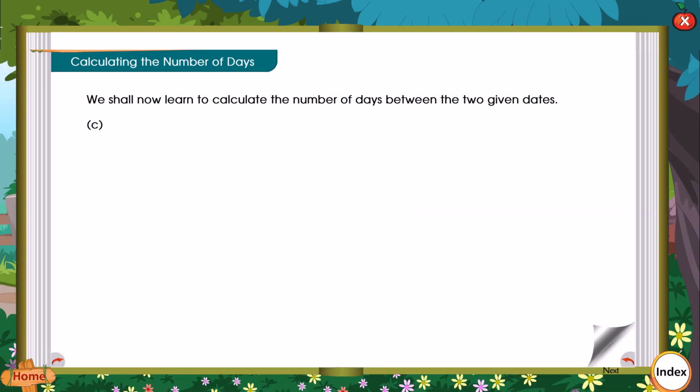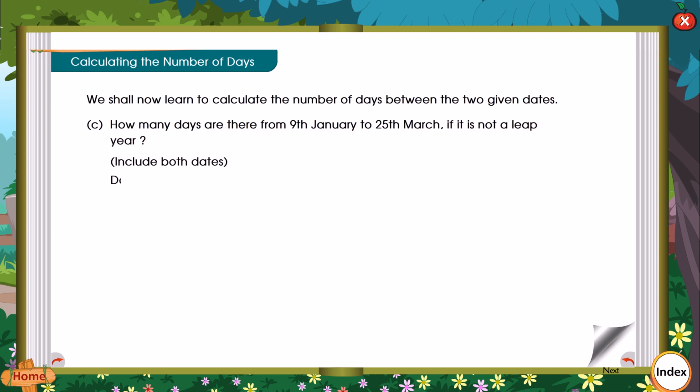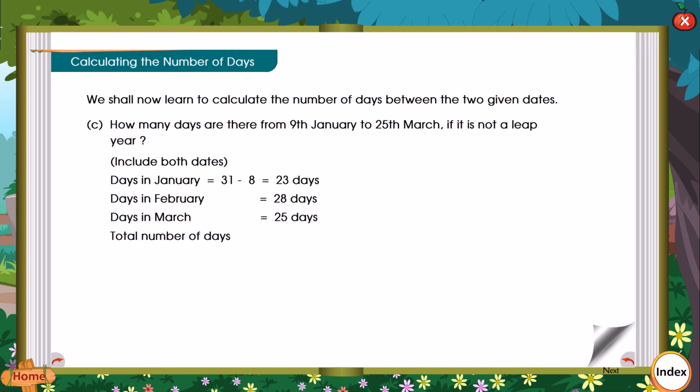C. How many days are there from 9th January to 25th March? If it is not a leap year, include both days. Days in January is equal to 31 minus 8, which is equal to 23 days. Days in February is equal to 28 days. Days in March is equal to 25 days. Total number of days is 23 plus 28 plus 25, which is equal to 76 days.